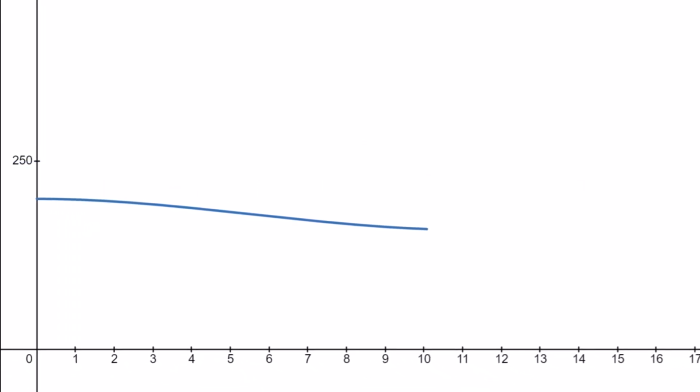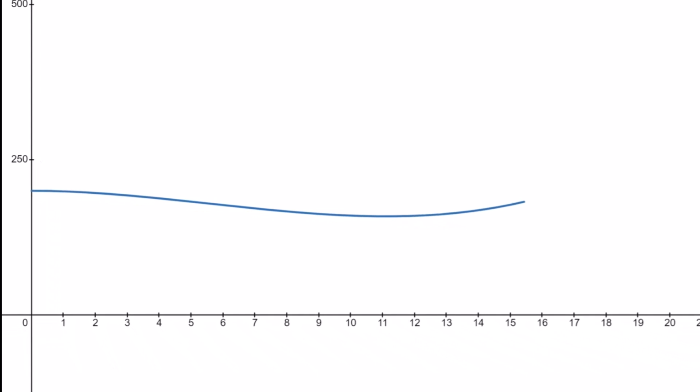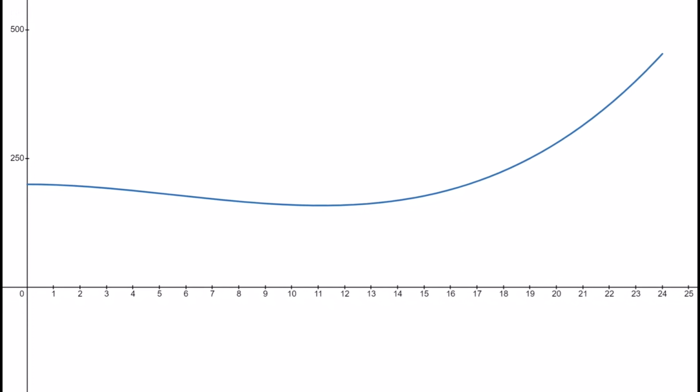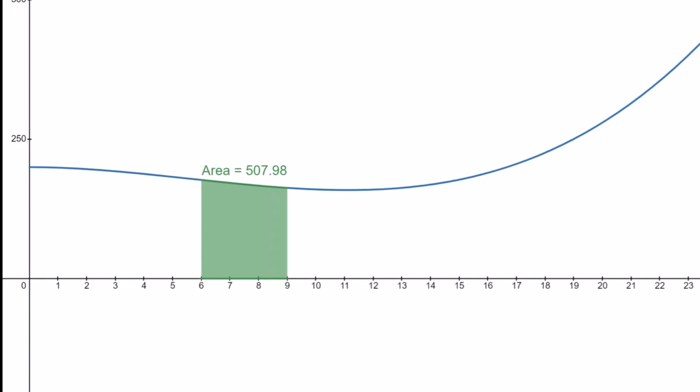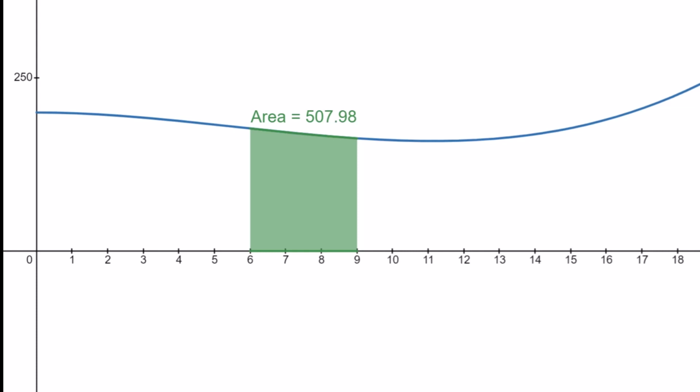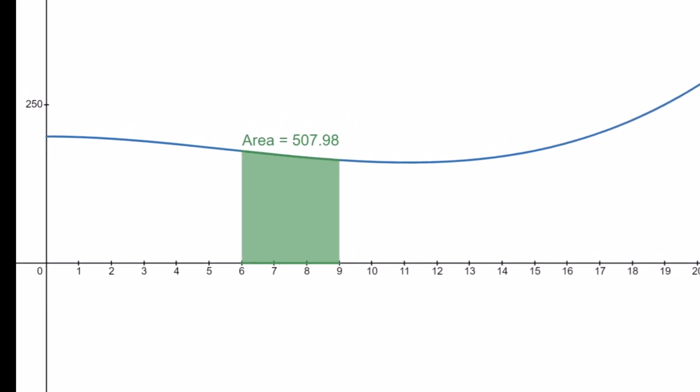The following graph depicts, for a given day, the amount in megabytes of data transferred over time, where x is the number of hours since midnight. In general, when we find the area under the curve, we are finding the cumulative amount of the quantity measured by the function. In this case, the area under the curve represents the cumulative amount of data within a given range of hours. For example, the cumulative amount of data transmitted between 6 a.m., corresponding to x equals 6, and 9 a.m., which corresponds to x equals 9, is found to be 507.98 megabytes.